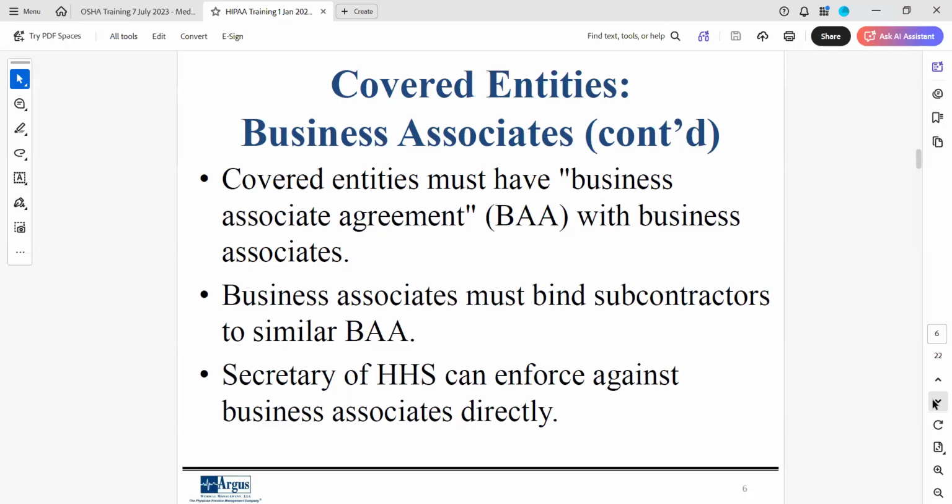Business associates have to sign a BAA, a business associate agreement, with the covered entity. That business associate must bind its subcontractors to a similar business associate agreement. So if you contract your claims out to somebody and they subcontract to a medical records copy service, they have to bind that subcontractor as well.